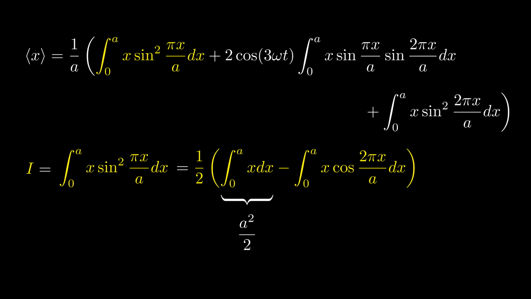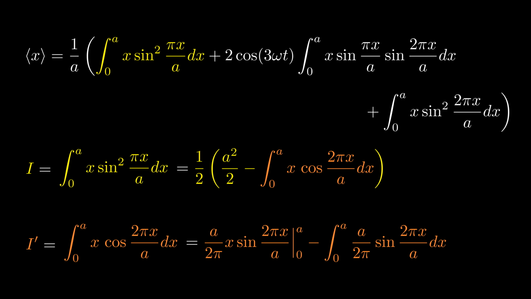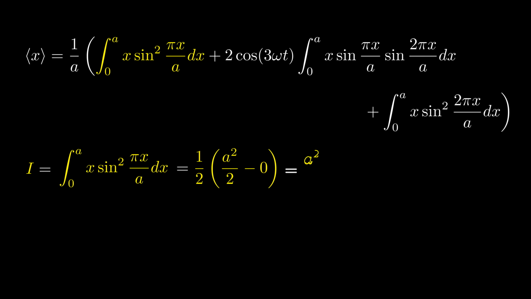The first integral is straightforward to calculate, and its result is simply a squared over 2. For the second integral, we'll use integration by parts. After substituting into the integration by parts formula, we obtain the following expression. We now evaluate the first term at the boundaries, and we see that it vanishes. The second term also evaluates to 0 because the sine function completes a full oscillation over the interval from 0 to a. Therefore, the entire second integral equals 0. Now, putting everything together, the solution for the first integral is a squared over 4.